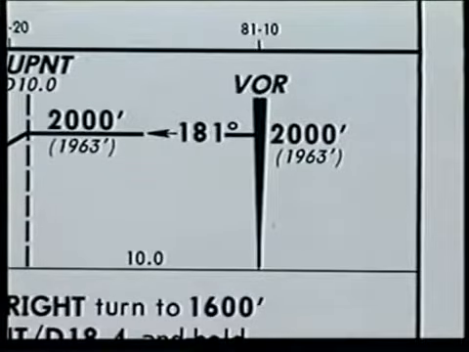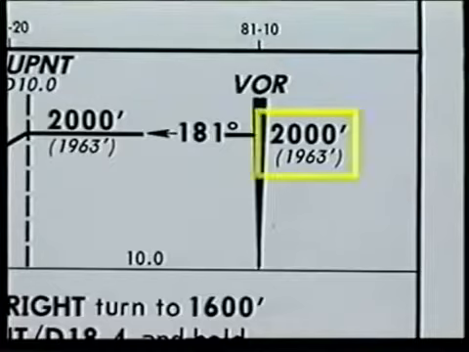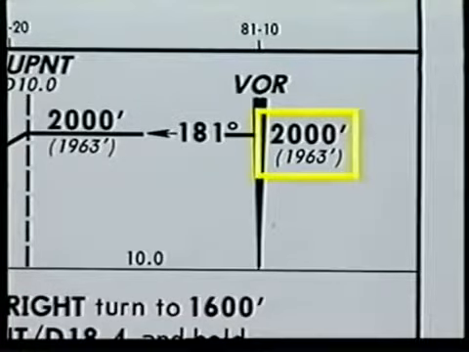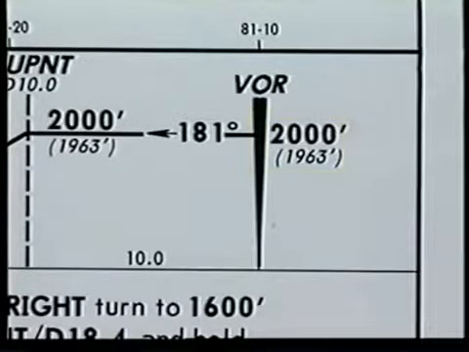When a course reversal is not authorized, you will see this format. Note the absence of a solid flight path line below the 2,000-foot altitude to the right of the VOR. This indicates that 2,000 is the beginning altitude for the straight-in procedure.